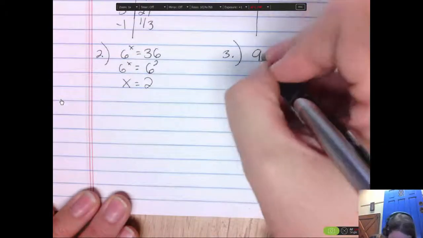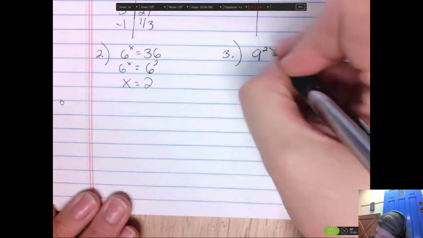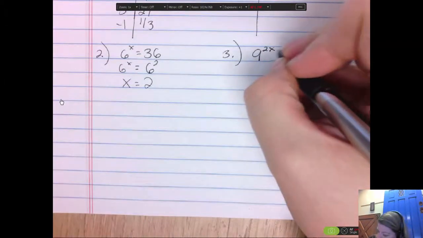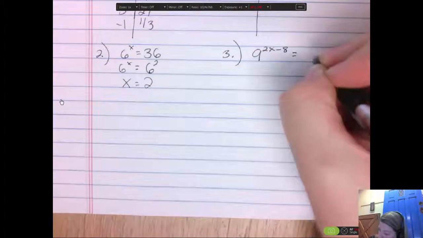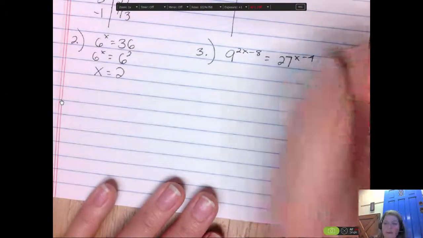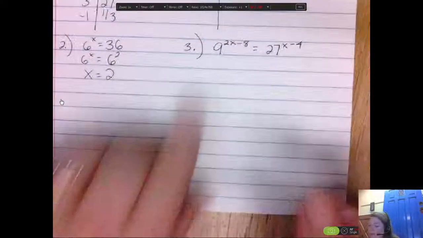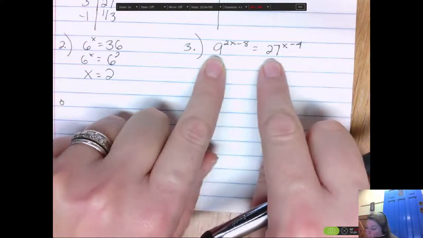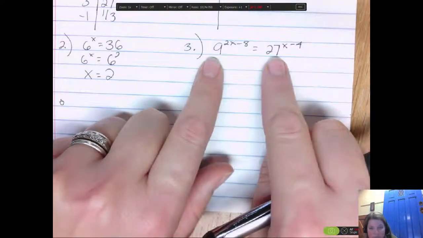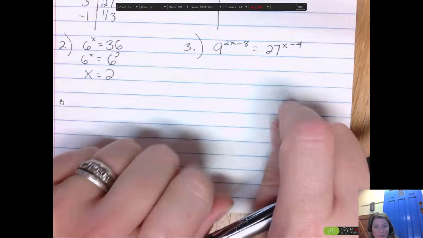That's way harder, but similar idea. So I have 9 to the 2x minus 8 is going to equal 27 to the x minus 4. Right now we have 9 and 27. Those are not the same, but both of those can be written as powers of 3.